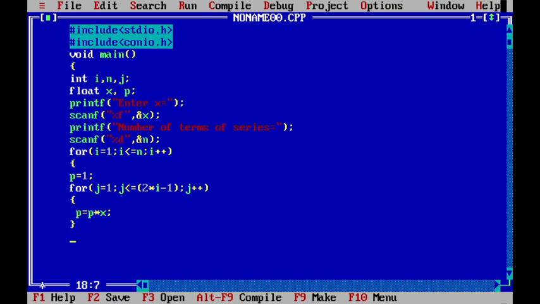Now if you print this p, printf %f, you will get the series. We are going to use new line here, %f and p. See here we complete the for I loop first, then next we want to print this series.